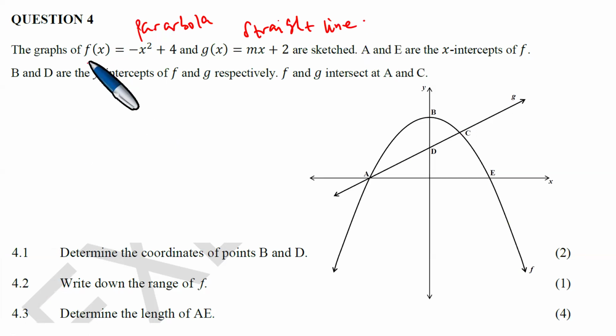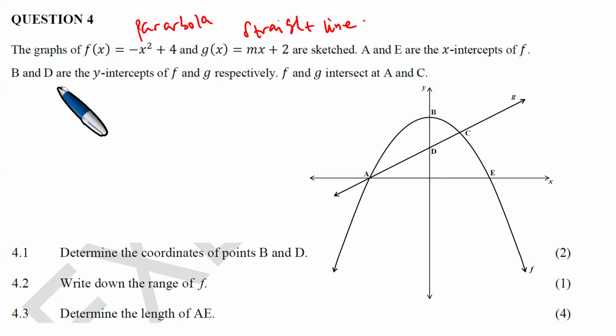Right, now the graphs f of x equals minus x squared plus 4 and g of x equals mx plus 2 are sketched. Okay, there are two graphs here. The parabola is f and the straight line is g. Okay, and they're sketched. Now A and E are the x-intercepts of f. Okay, we're good. Next point.